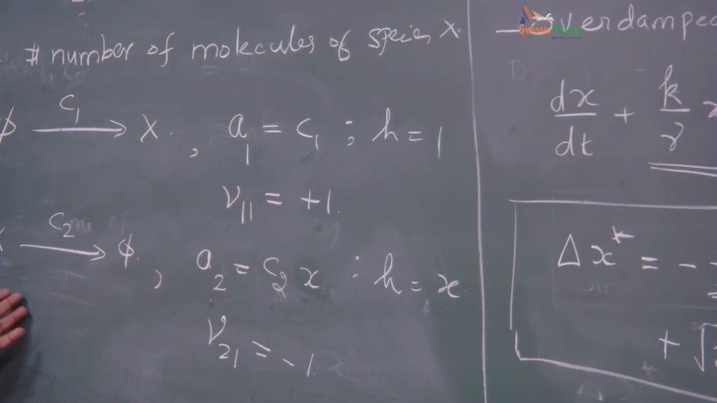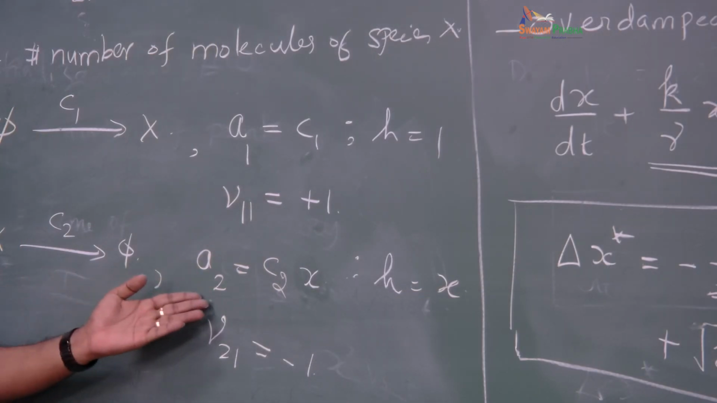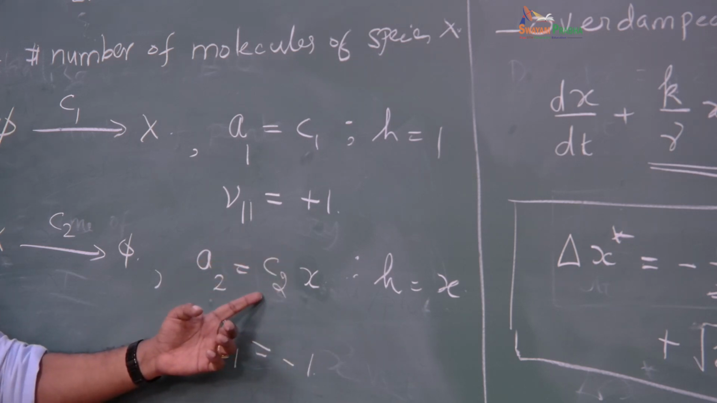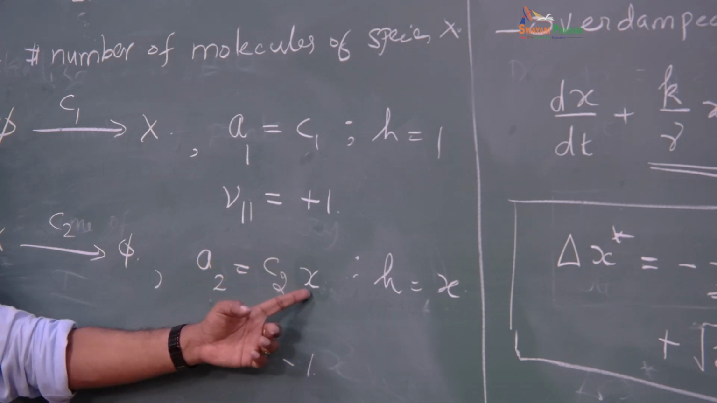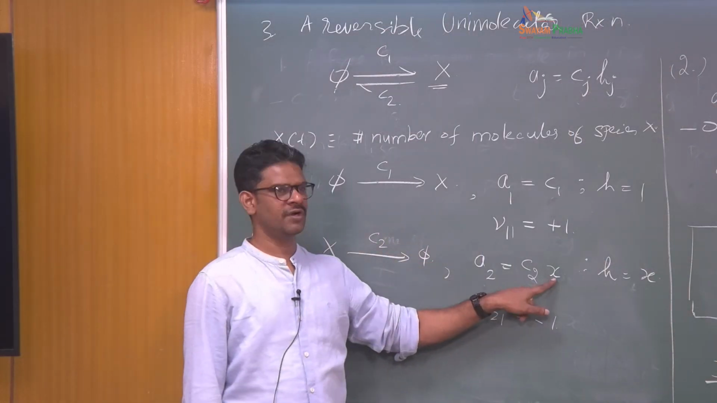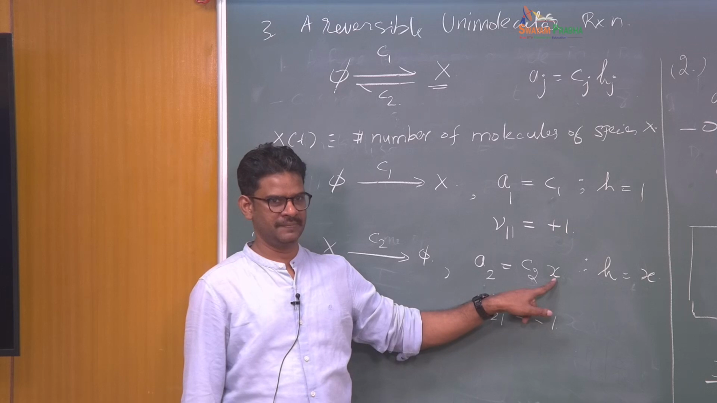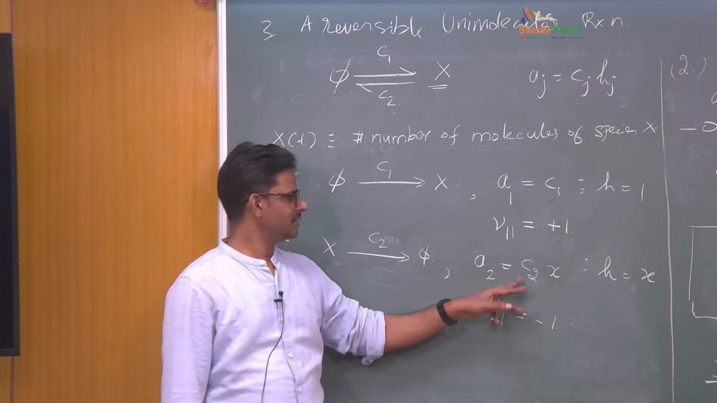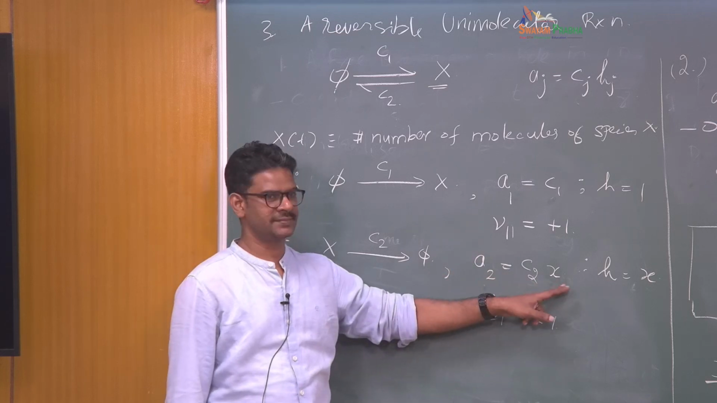When I go to the second reaction, my rate is given as C2 times X. C2 is the constant, rate constant. X is the number of ways in which this reaction can happen. That depends on how many X molecules are present at the time t. So the propensity function or the rate is C2 times X.